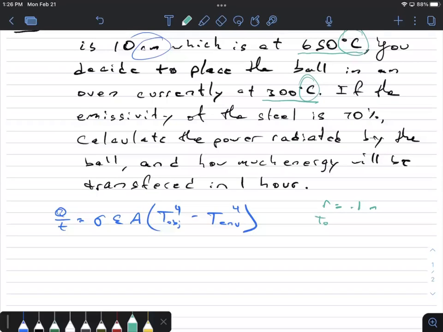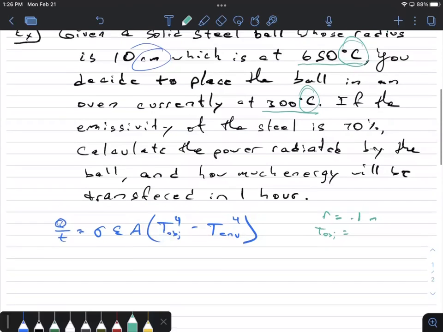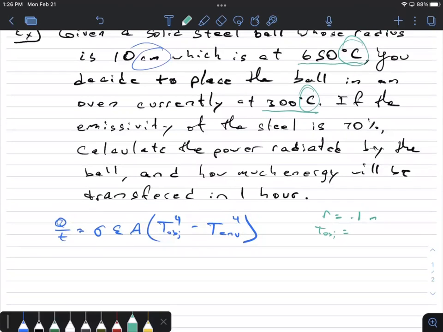Temperature of the object is going to be 650 plus 273, right? That's how we convert from Celsius to Kelvin. We just add 273 to the number. And so we get 923 Kelvin for the object. And for the environment, we have to do the same thing because it's also at Celsius. So 300, we add 273 to that. And we get 573 Kelvin for it.